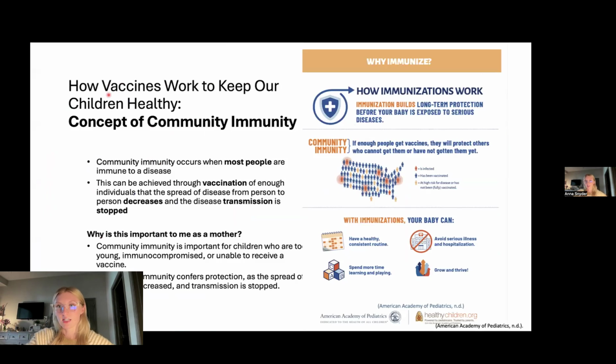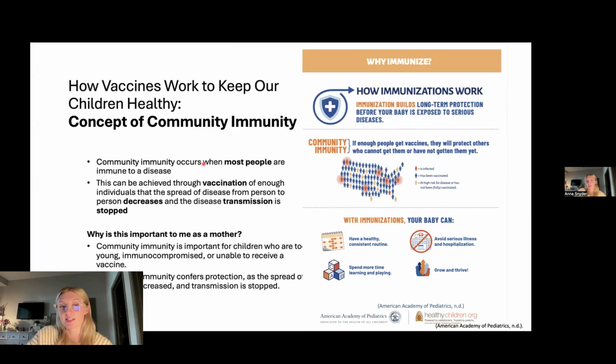So just continuing with the same first topic, how do vaccines work? We will discuss the concept of community immunity here. And community immunity, also known as herd immunity, you might see it like that in other places, occurs when most people are immune to a disease. And this can be achieved through vaccination of enough individuals so that the spread of disease from person to person is decreased, and therefore the disease transmission will eventually be stopped.